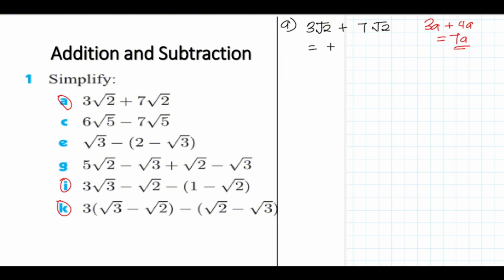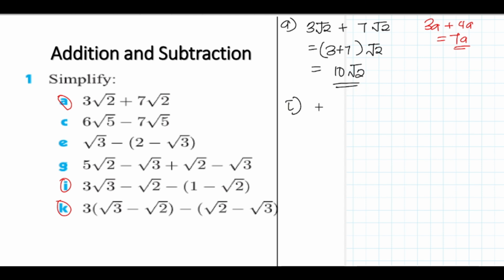So here we add the coefficients together. That's going to be 3 plus 7 root 2. 3 plus 7 is 10, and that will be 10 root 2. So when you are adding or subtracting like surds, you add or subtract the coefficients. And then we have the answer.